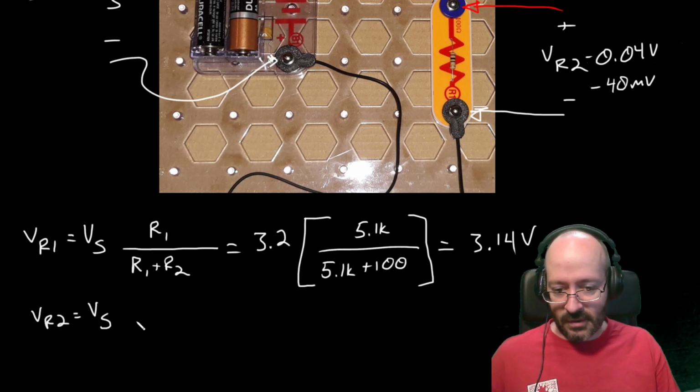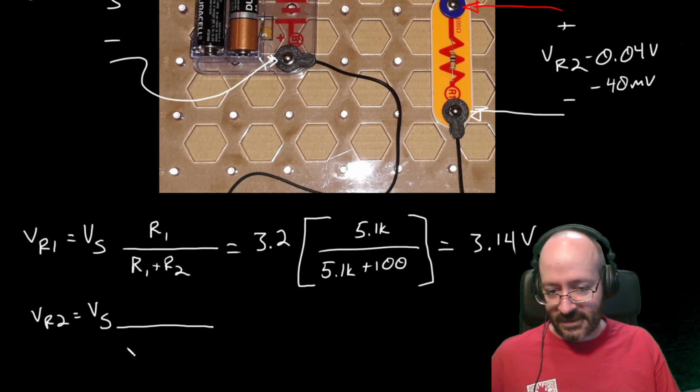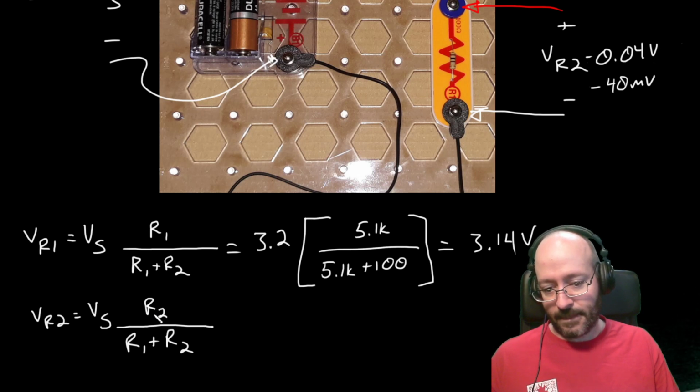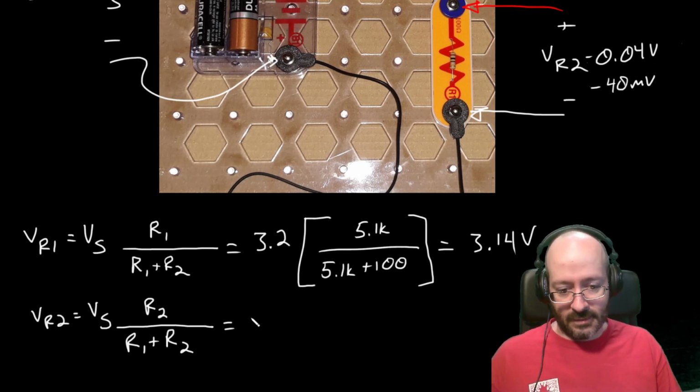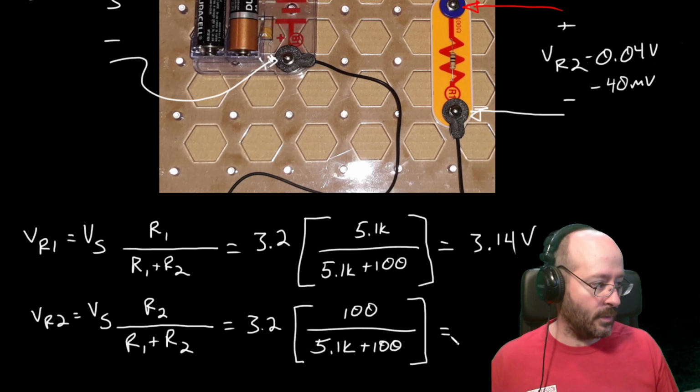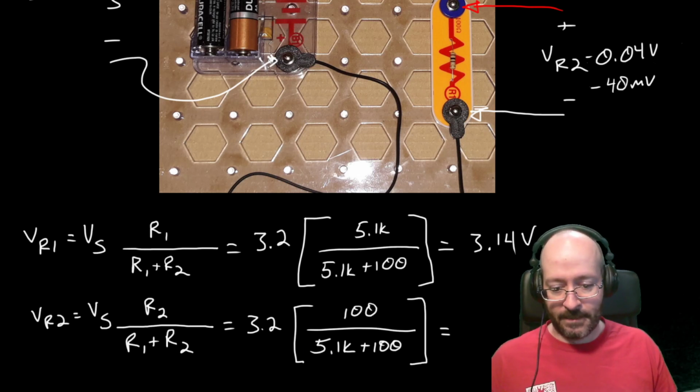And it's going to look very similar because the current's the same, right? So it's going to be Vs over the two resistors in series. What's different is the numerator. Okay, so same voltage in. Now we've got the 100 ohm in the numerator. And let's figure out what that one should be with his numbers.